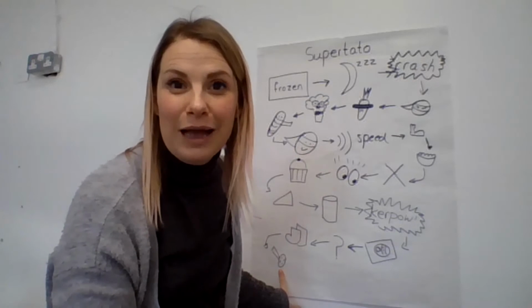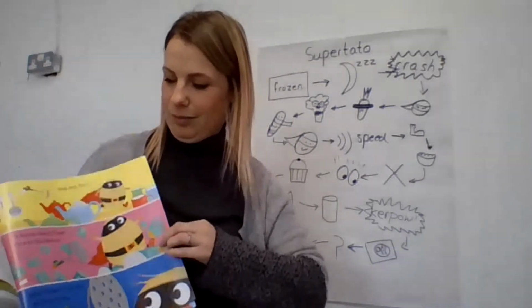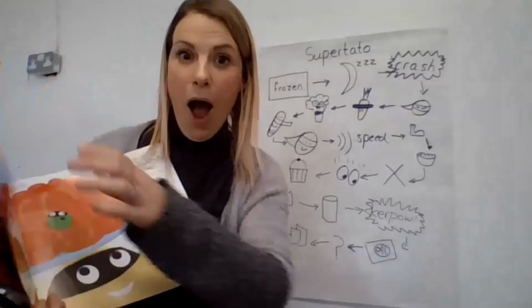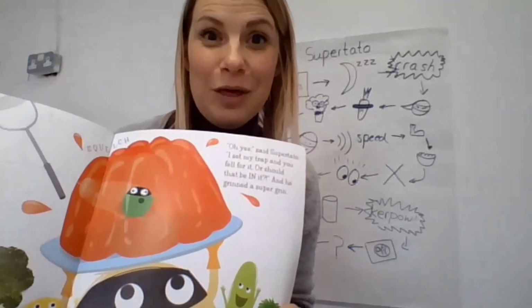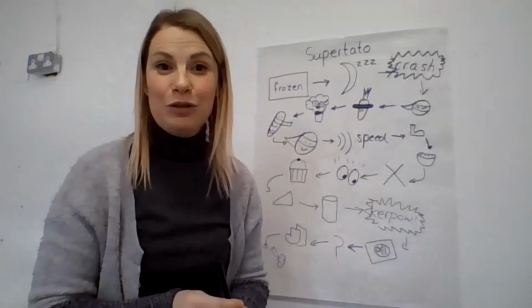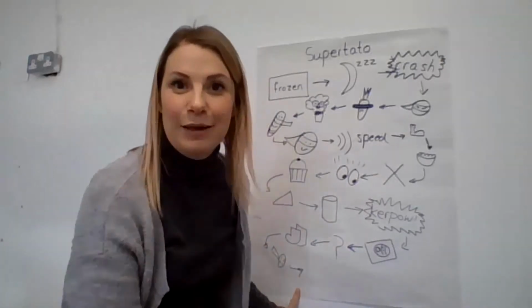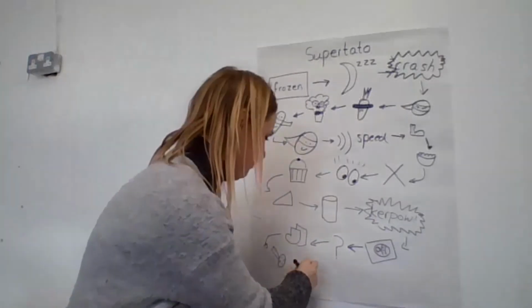Can you remember what he gets trapped in? Let's have a look. He gets trapped in the jelly. So, my final picture, I'm going to put the evil pea in some jelly.